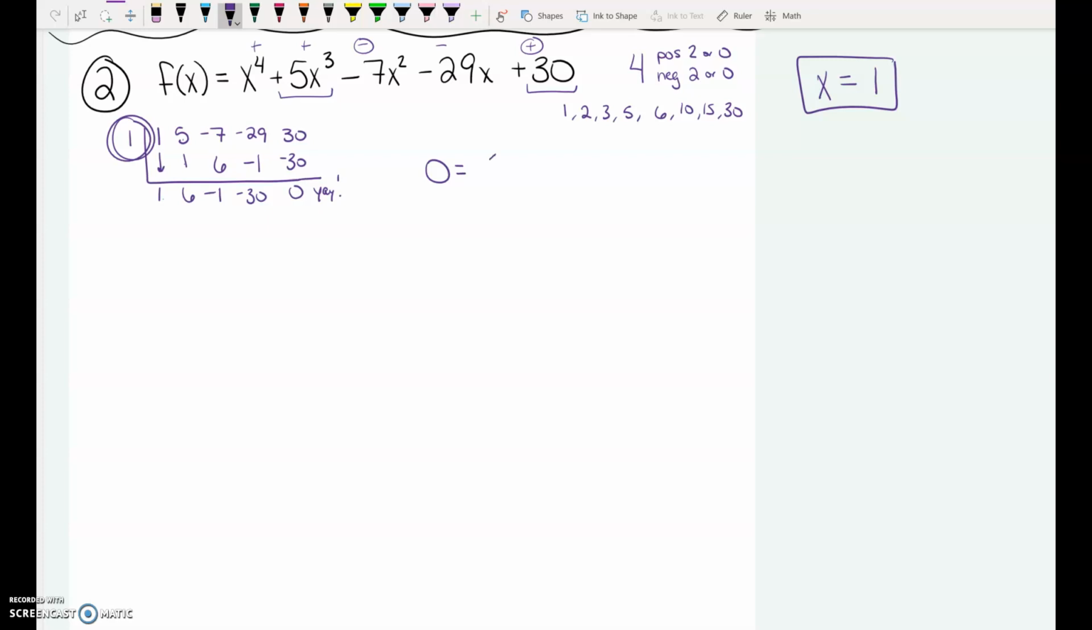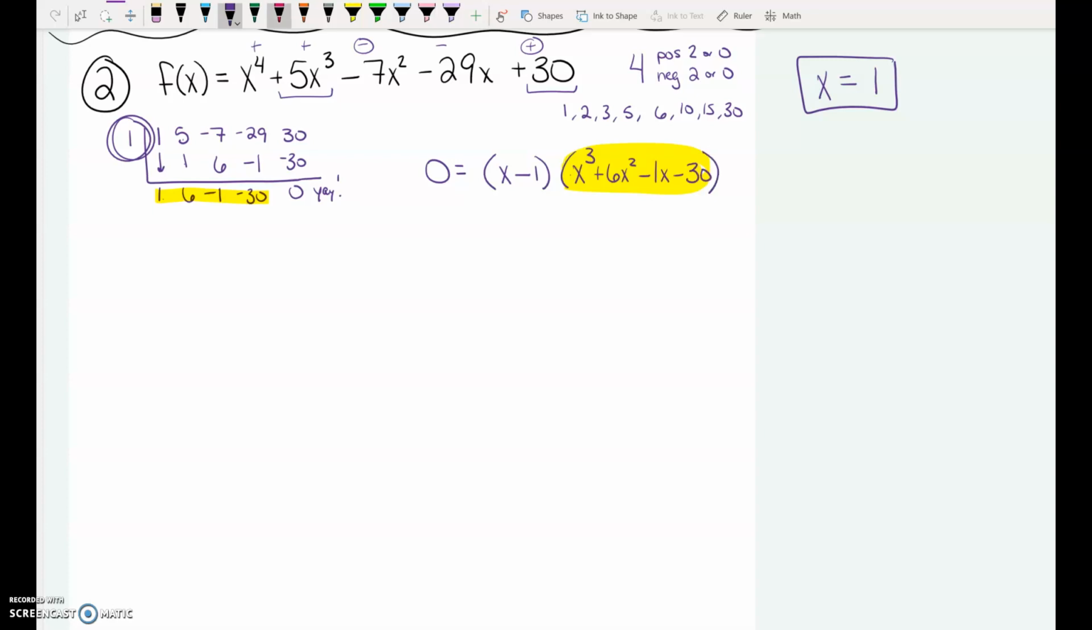We can now start the factored form. X minus 1, and this stuff is going to give us the next part of that factored form. We've got x cubed. We started with x to the 4th. We just took one of the x's out, so now we're at x cubed. You decrease that exponent by 1 when you write the second parentheses. X cubed plus 6x squared minus 1x minus 30.